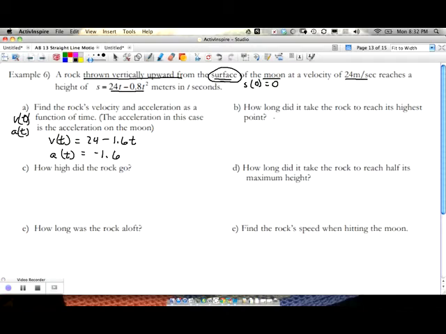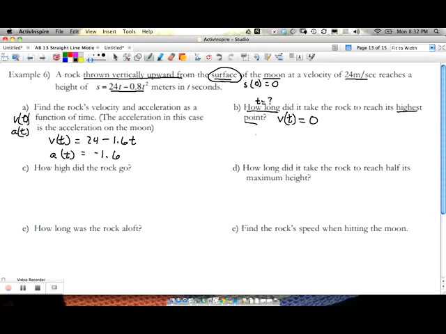Okay, so let's look at part B. How long? That means we're talking about t equals something. Did it take the rock to reach its highest point? So its max, its highest point. What happens at its highest point? Well, it stops, only for an instant. In other words, its velocity is equal to 0.